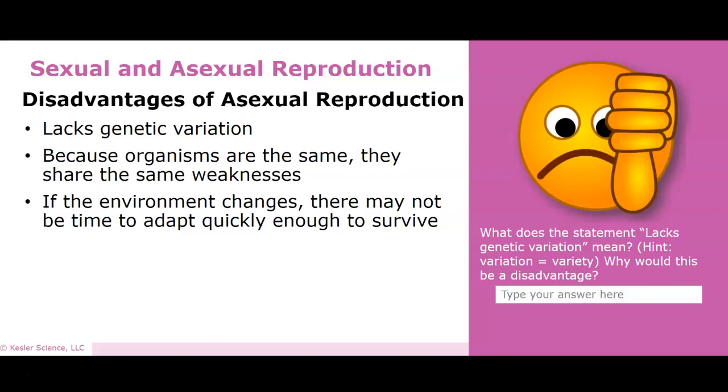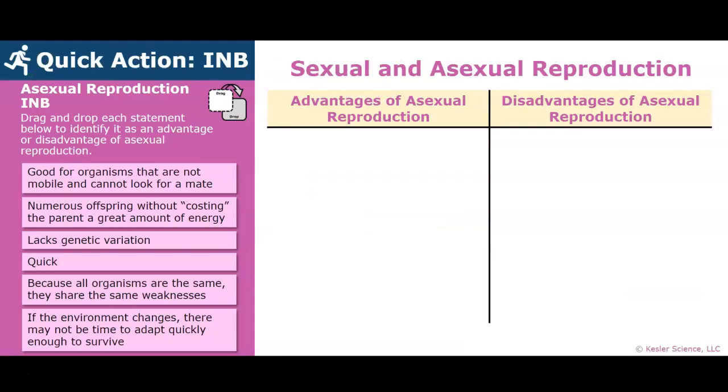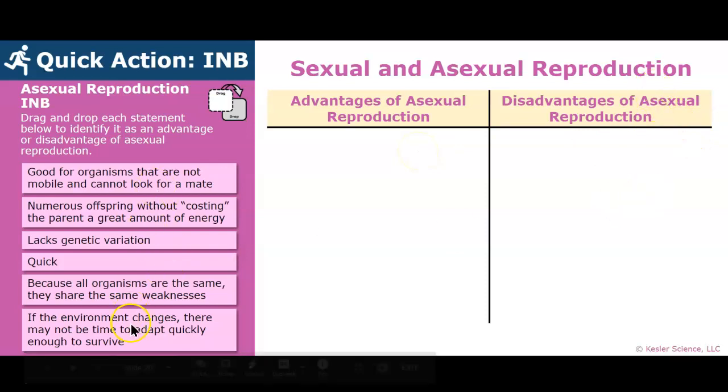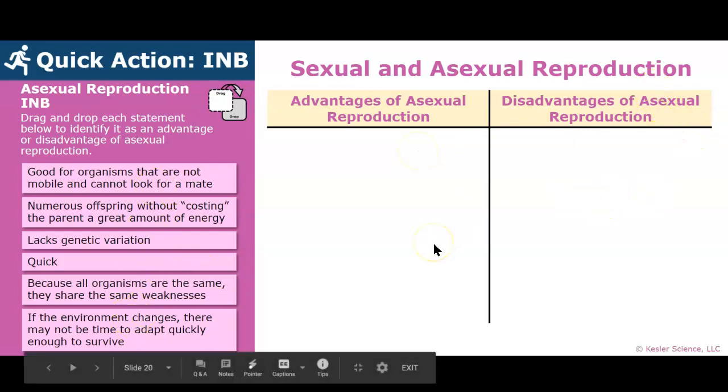Make sure you answer the question here. Now here you are going to drag the correct answer for advantages of asexual reproduction. Whatever here are advantages, you'll drag here. Disadvantages, whatever here are disadvantages, you will drop on this side.